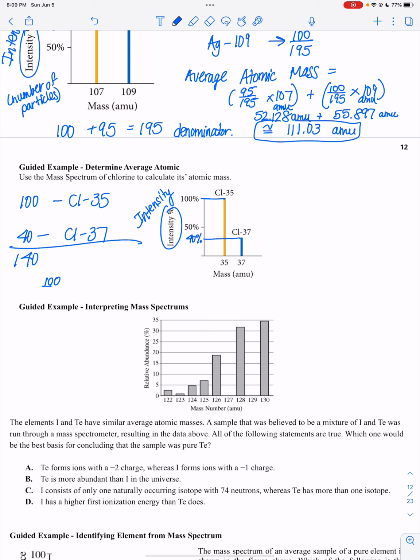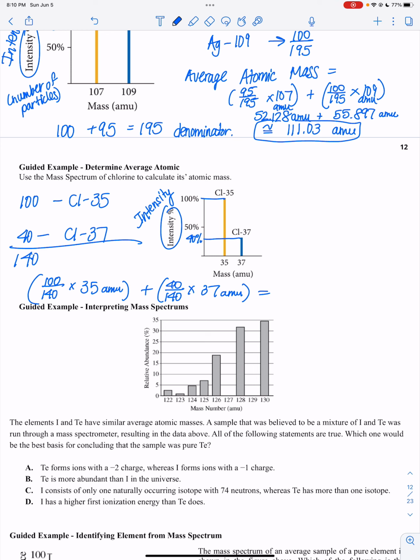So I have my fractions now. I have 100 over 140 is my mass of 35 AMU. And then I have my 40 over 140 times 37 AMU. That's my mass of 37. And if I do this math all together, I will get my average atomic mass, or whatever's close to it. So I get 100 divided by 140 times 35. And then I add that to 40 divided by 140.